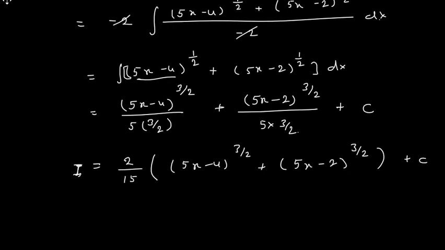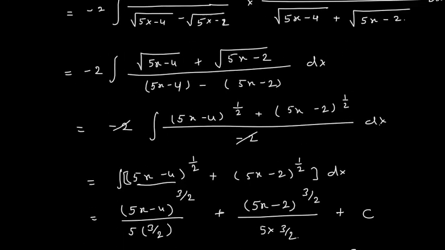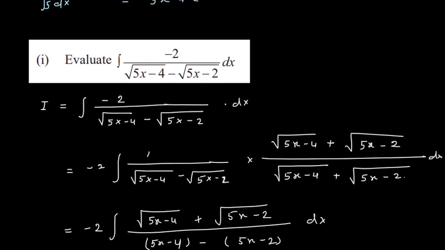I is equals to 2 divided by 15, 5x minus 4 power 3 by 2 plus 5x minus 2 power 3 by 2. Okay, so you have solved this first question. Done.